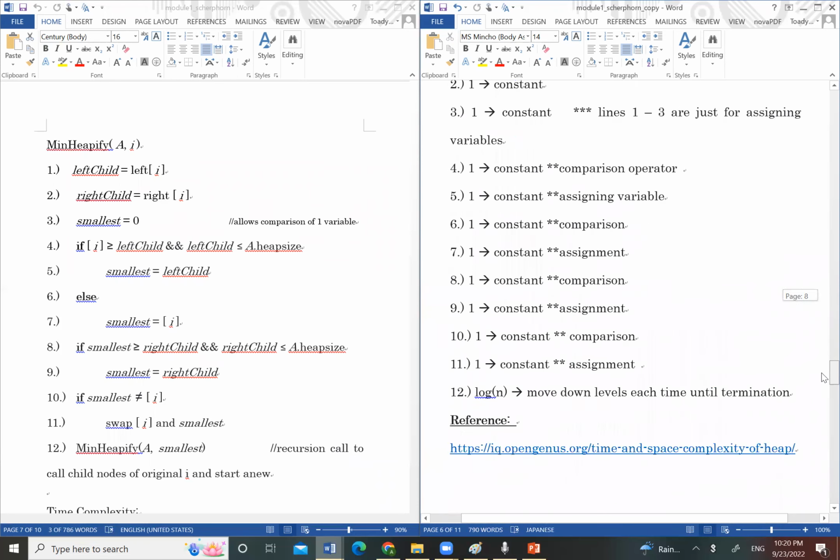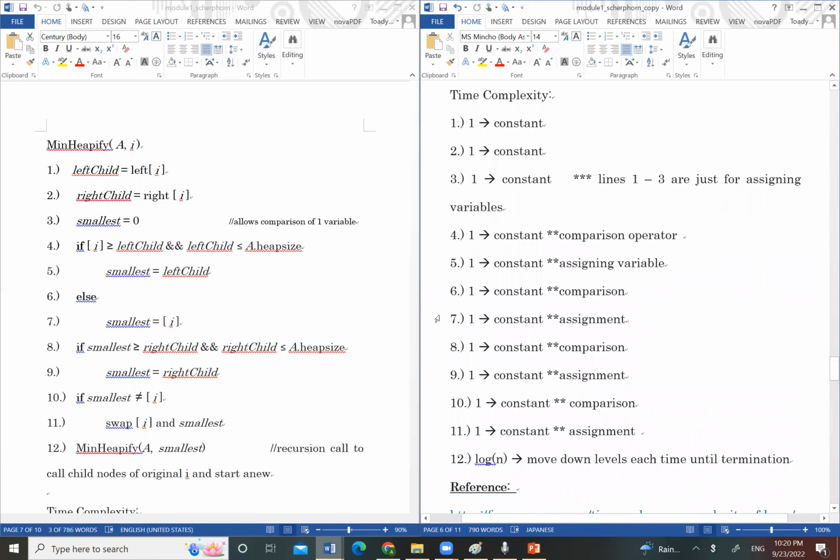So, sorry, the time complexity. Mostly they are constants. I think all of them are constants until we get to the recursion call. So left child is constant, right child is constant, we're just assigning variables. Smallest is constant, creating and assigning variables. Line 4 is just a comparison, line 5 is just an assignment, line 6 is a comparison, line 7 is an assignment. So comparison, assignment, comparison, assignment, until we get to line 12.